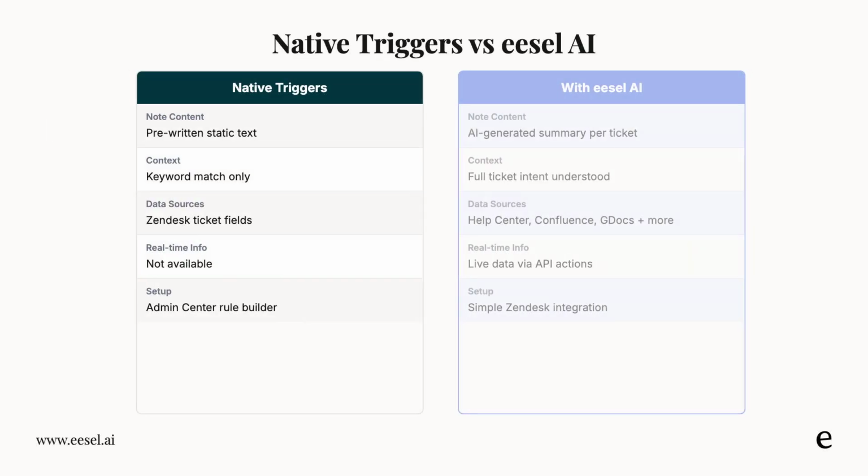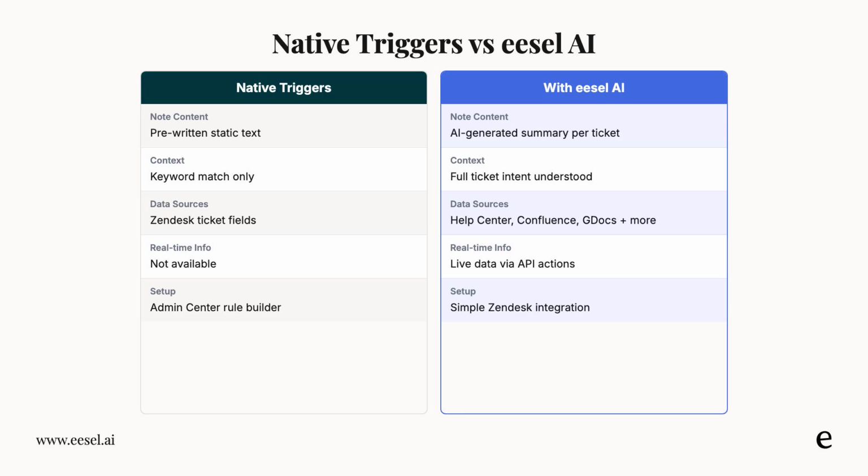Native triggers give you a solid foundation, consistent, rule-based reminders from Zendesk data. eesel AI adds a layer on top, dynamic summaries that understand ticket intent, pull from multiple knowledge sources, and surface real-time information your agents actually need.